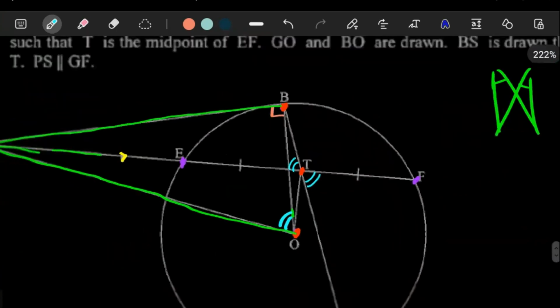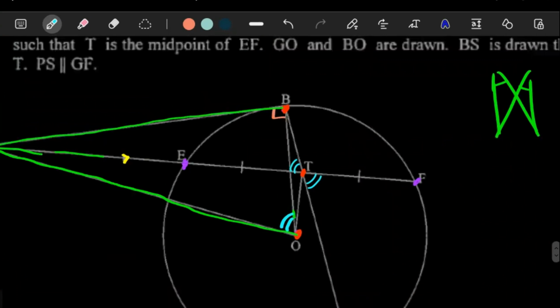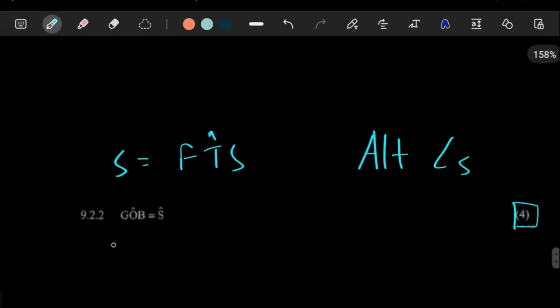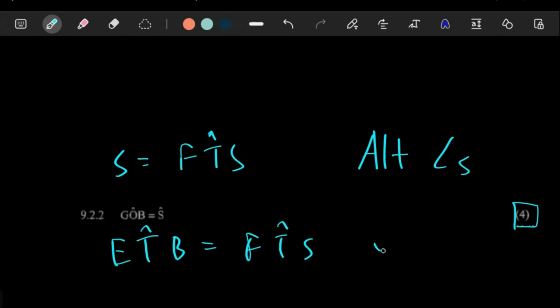Let's just tell them first. So that's going to be what? ETB is equal to the angle we just spoke about now, which is FTS. So ETB is equal to FTS. That's vertical opposites. Vertical opposites.